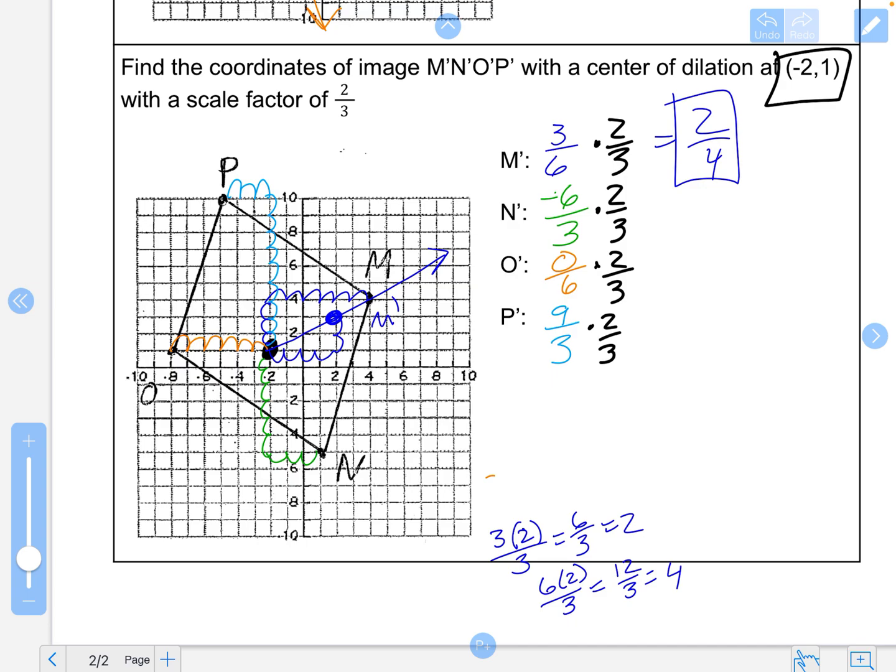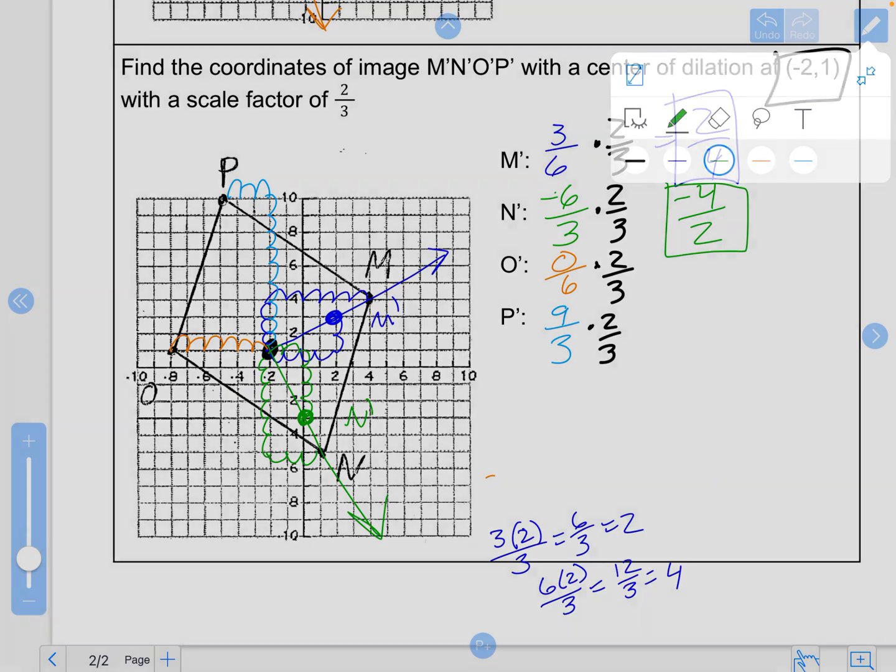Okay, a negative 6 times 2 divided by 3 is going to be a negative 4. A positive 3 is 2. And all I'm doing is I'm looking at, I already did 6 and 3 for my other math, so I just need to look and check it. So we're going to go to the right 2 and down 1, 2, 3, 4. So this point right here should be N prime. And if I draw a straight line, yep, it goes through all points.